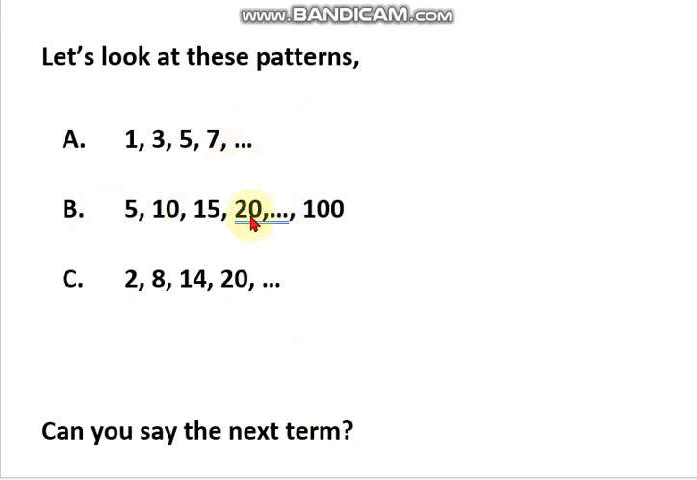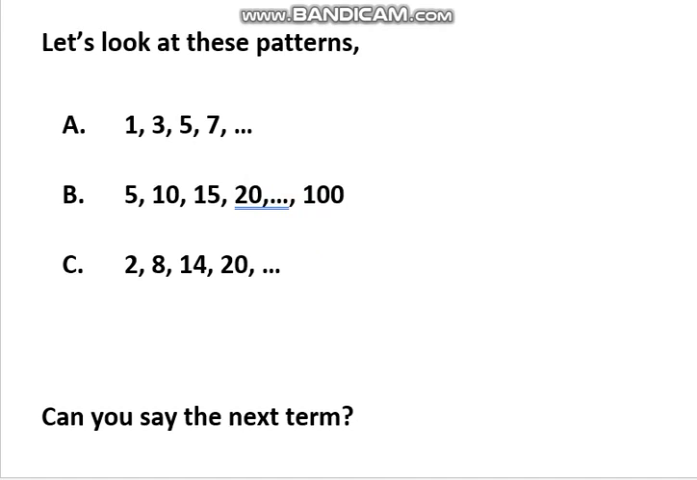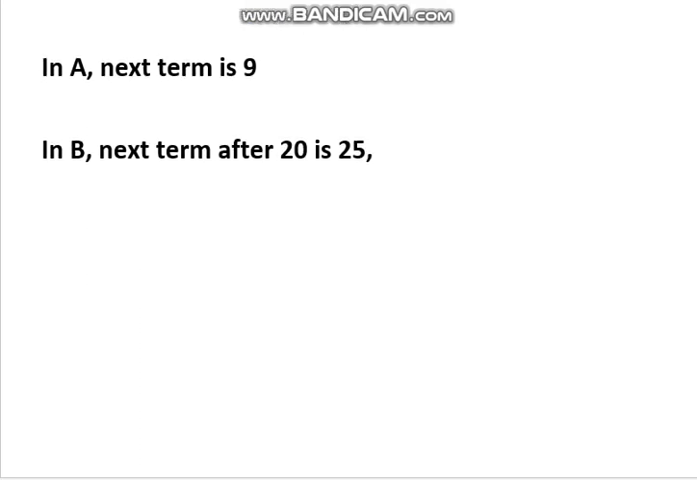Yes. In the first one, we have 1, 3, 5, 7, so obviously the next term will be 9. Similarly, in the second, 5, 10, 15, 20, so we can say that after 20, 25 will come. In C, we have 2, 8, 14, 20. So what will be the next term?